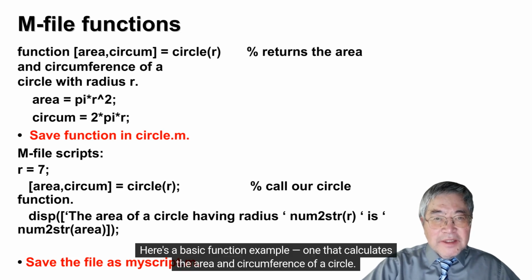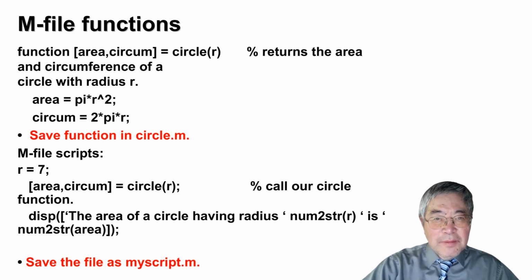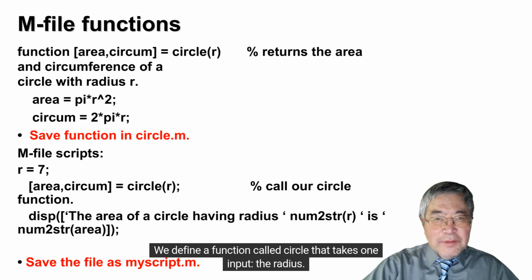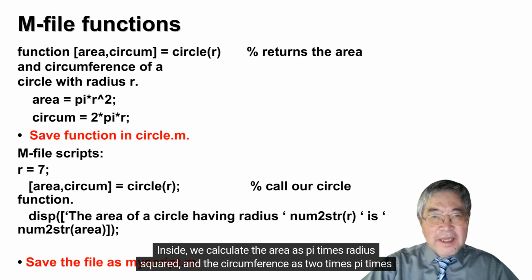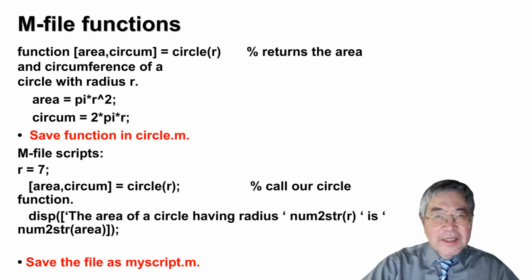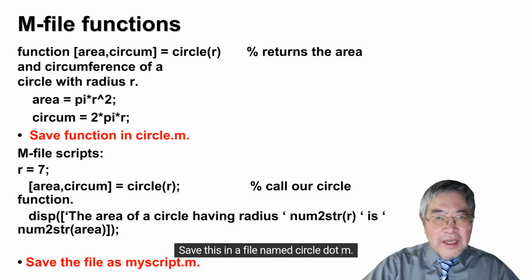Here's a basic function example, one that calculates the area and circumference of a circle. We define a function called circle that takes one input, the radius. Inside, we calculate the area as pi times radius squared and the circumference as 2 times pi times the radius. Save this in a file named circle.m.